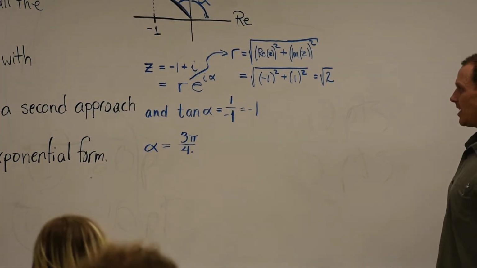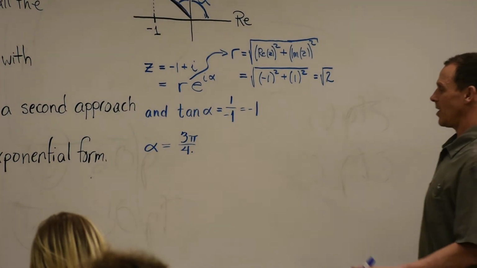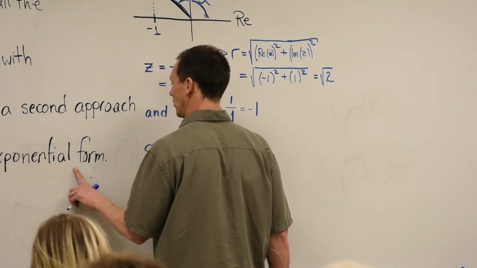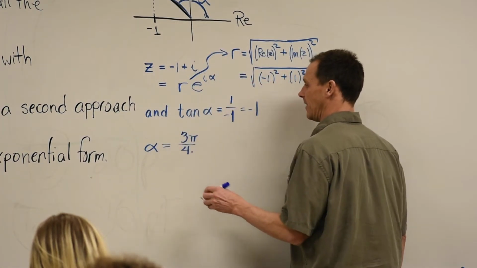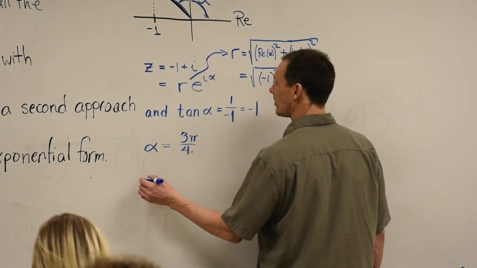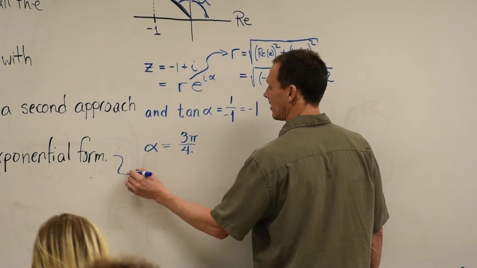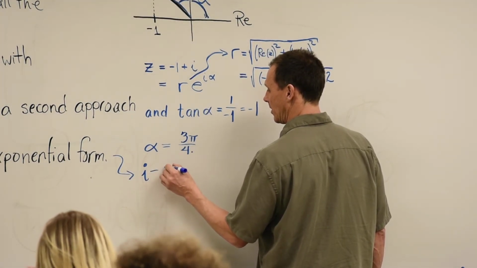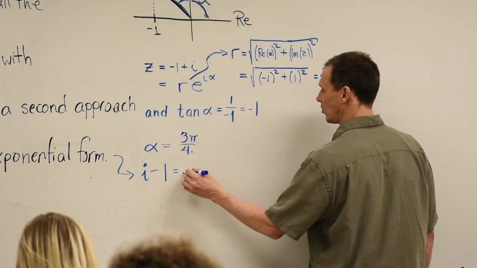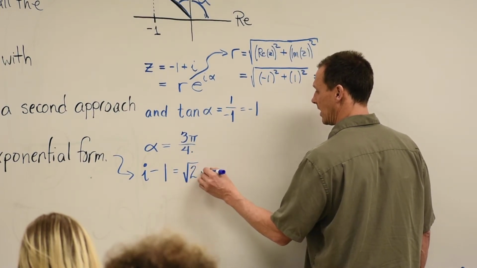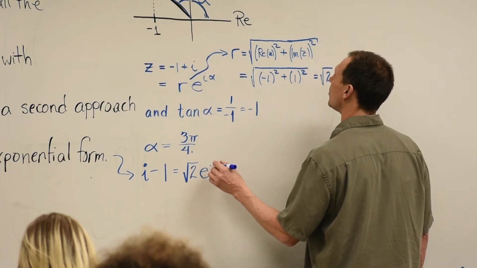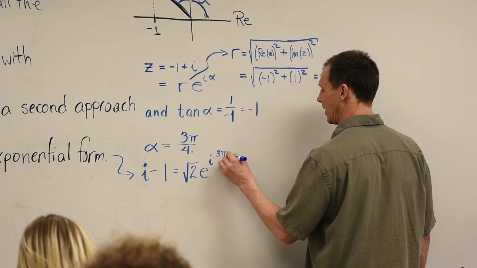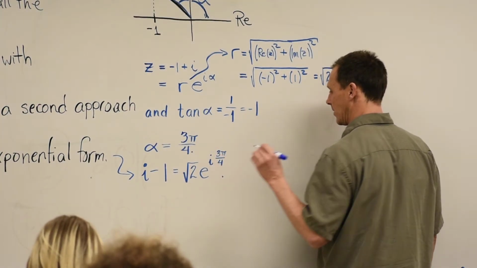Now, look at what we've got. Our goal is to write i minus 1 in exponential form. So that gave us i minus 1 is equal to the square root of 2 e raised to the i times 3 pi over 4. Whew.